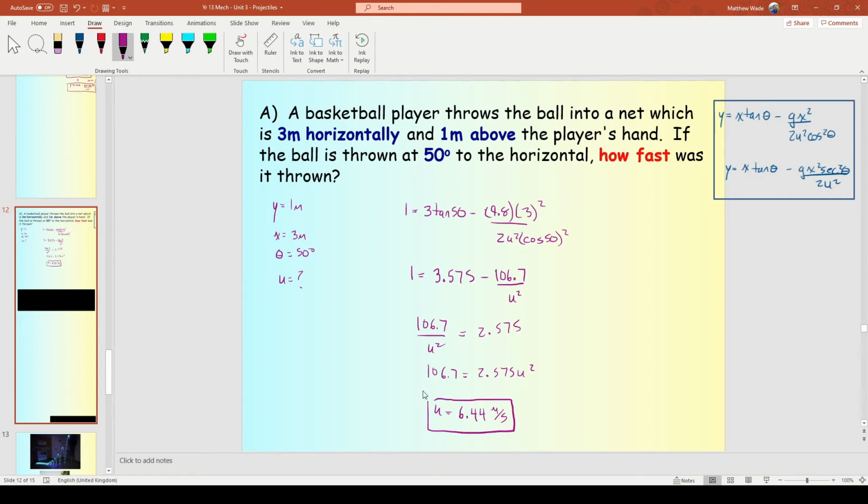A bit clunkier than just doing it normally, but we did get the right answer and we did successfully use the equation of trajectory. Now I carried 4 significant figures, so I should be safe to 3, but certainly safe to 2. So the answer will definitely be 6.4 at least, so we have enough accuracy. Cool.